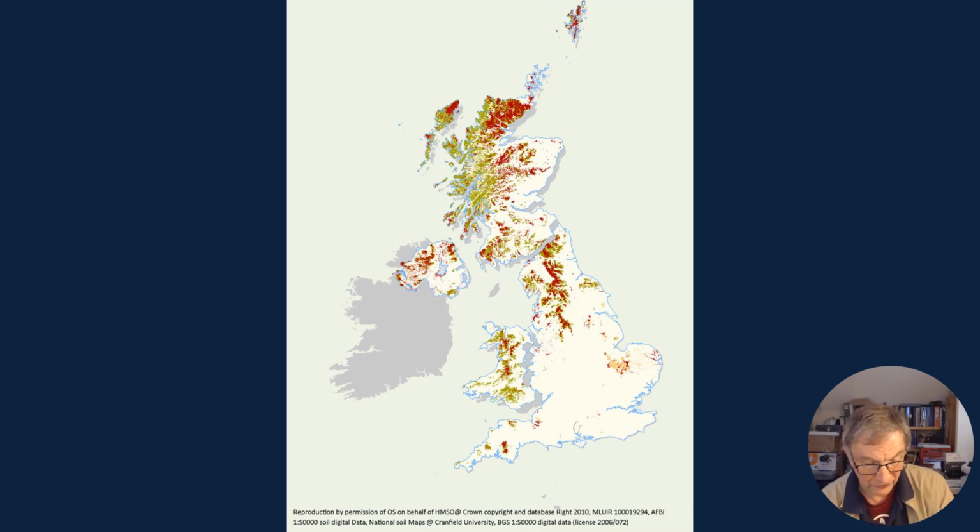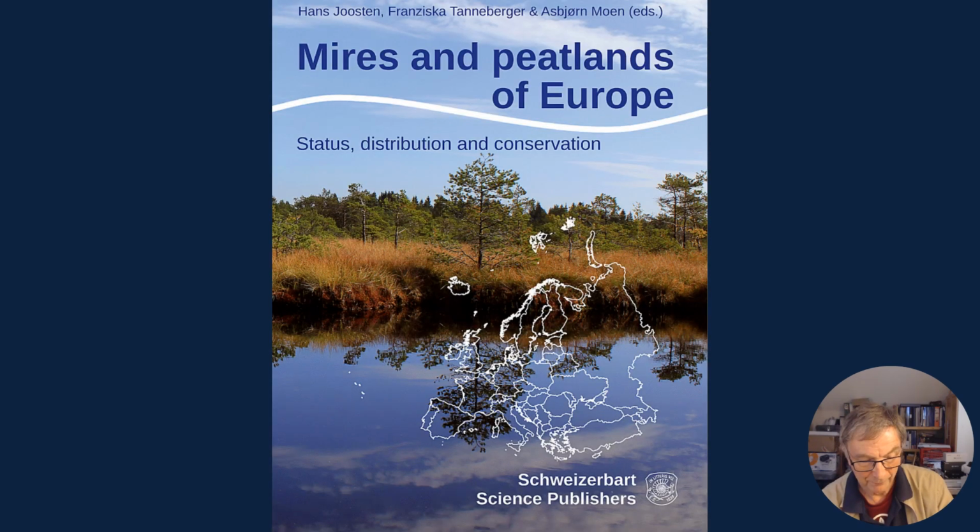In contrast, what is the approach of our continental neighbours to peat and peat soils? This is now the de facto Bible for peatlands throughout the continent of Europe, providing descriptions of peatlands for all 49 nations of Europe.